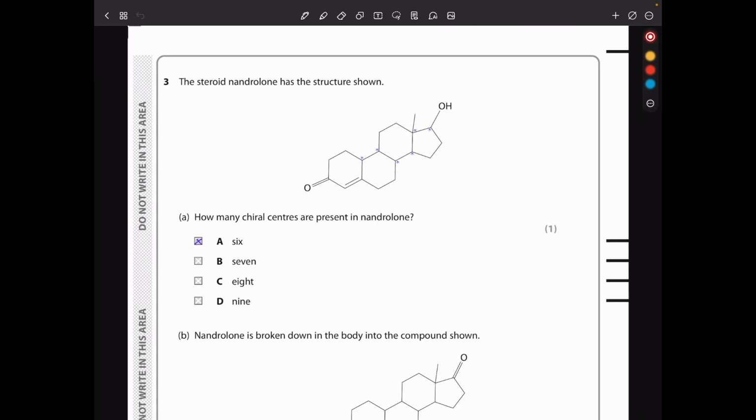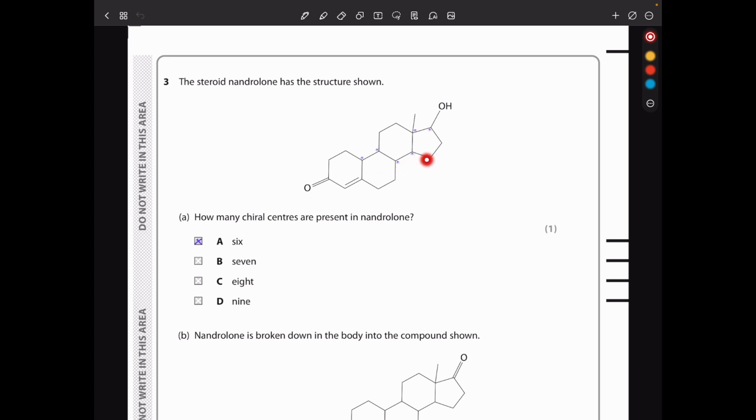The steroid nandrolone has the structure we see here. They say how many chiral centers are present in nandrolone. If we look from this side, this is not chiral because there is a double bond. This is not chiral, it has 2 hydrogens, but here there is a hydrogen and 3 other different groups. So this is chiral, that is chiral, this is not because there are 2 hydrogens. This is chiral, there is a hydrogen and 3 different groups.